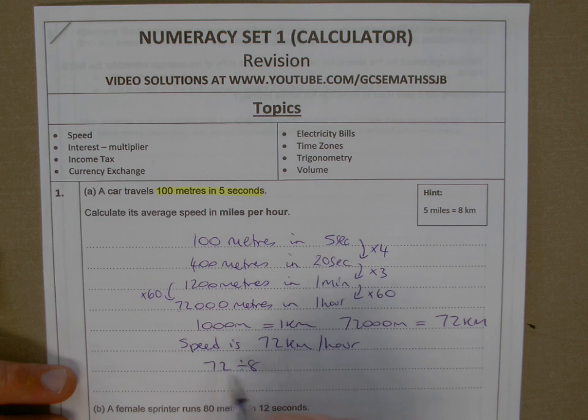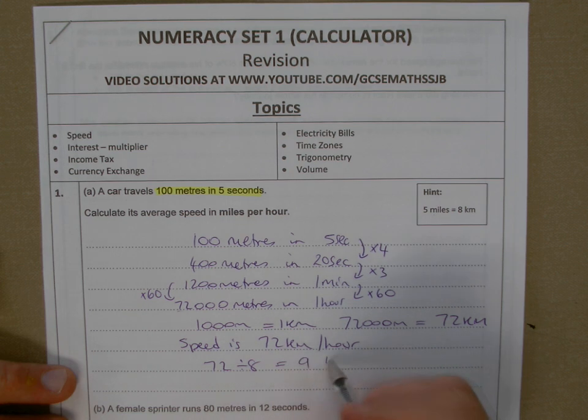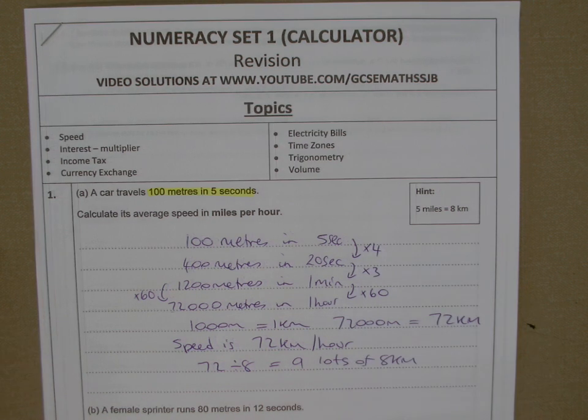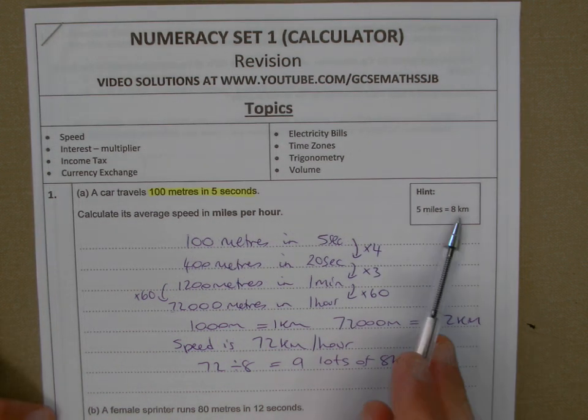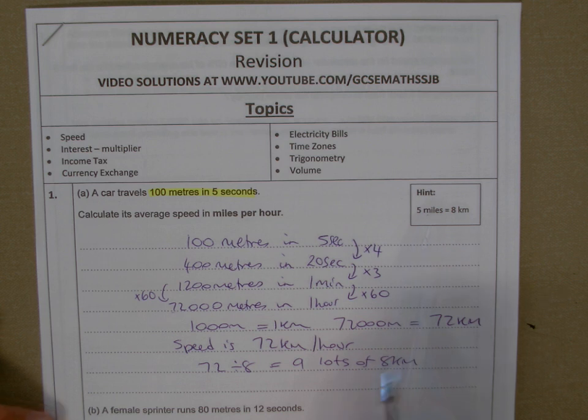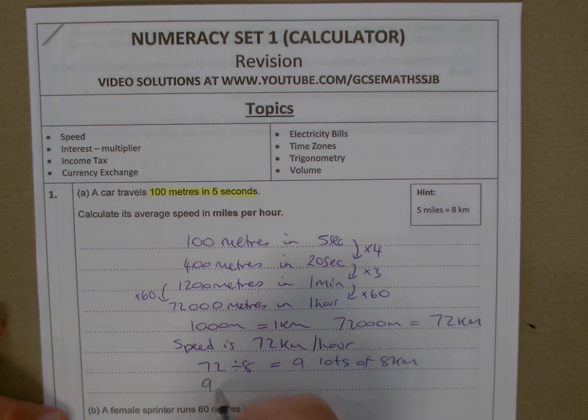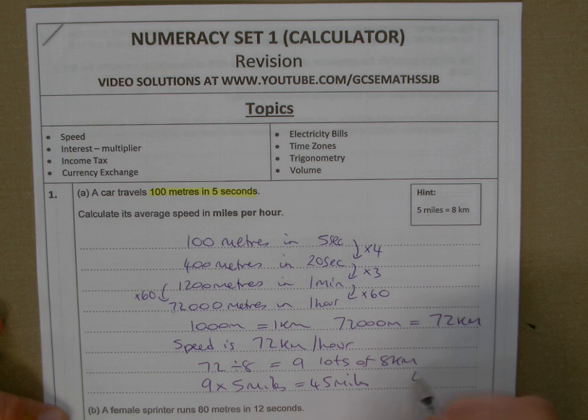8 goes into 72 9 times. So there are 9 lots of 8 kilometers in 72. We know 1 lot of 8 kilometers is 5 miles. Because we've got 9 lots of 8 kilometers, we can have 9 lots of 5 miles, which is 45 miles. So the actual speed will be 45 miles per hour.